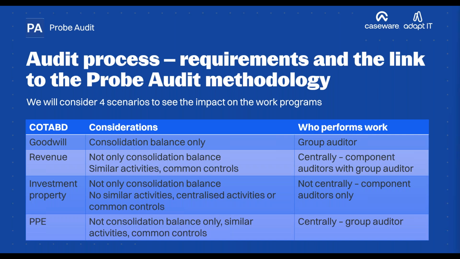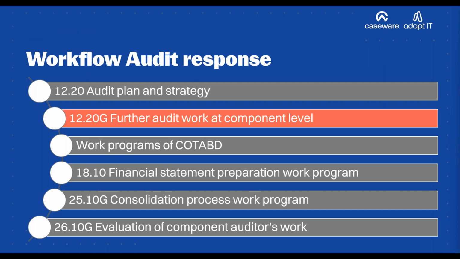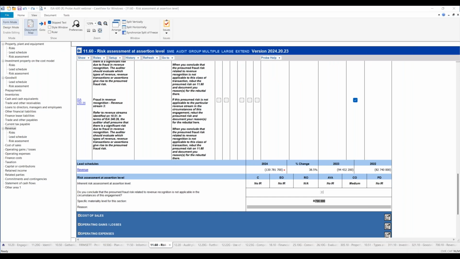I've included the slide again to show you, although I've mentioned the example so many times you can probably already tell me all the examples. Goodwill: consolidation balance only, group auditor performing the work. Revenue: not a consolidation balance, we've got similar activities and common control, done centrally with the component auditor. Investment property: only the component auditors. And PPE: only the group auditor doing it centrally. Right, so let's go and have a look at the 1220 before we move on to 1220G. Let's go and have a look at 1220.